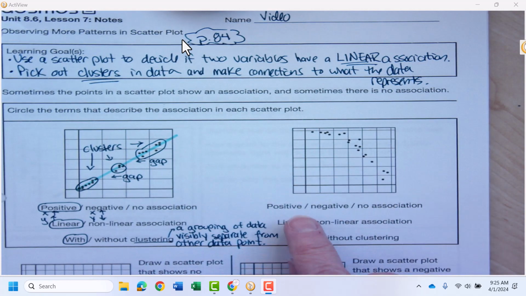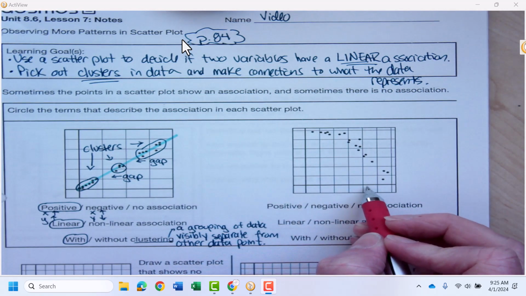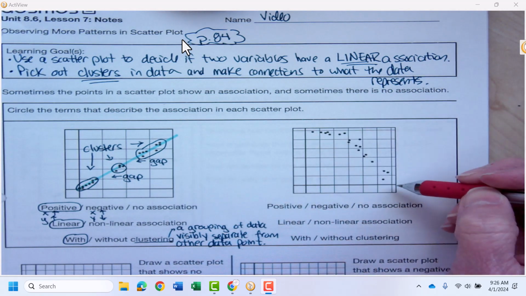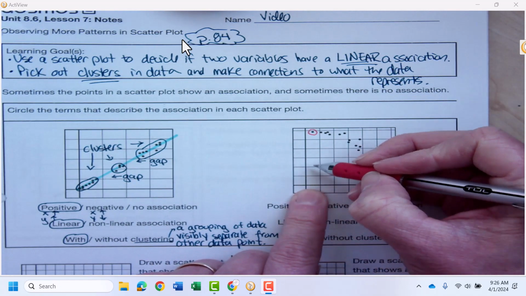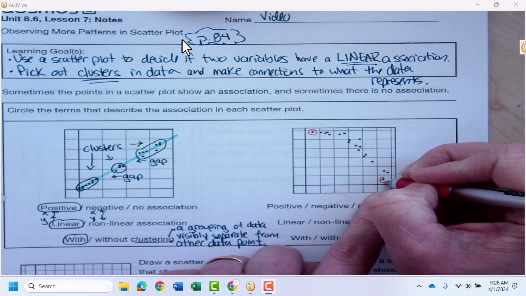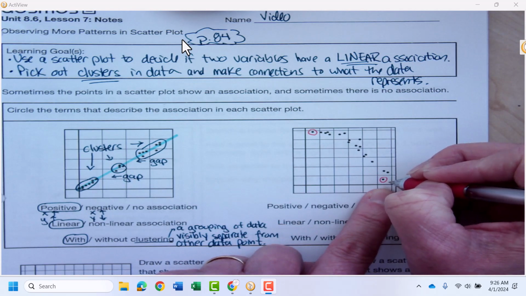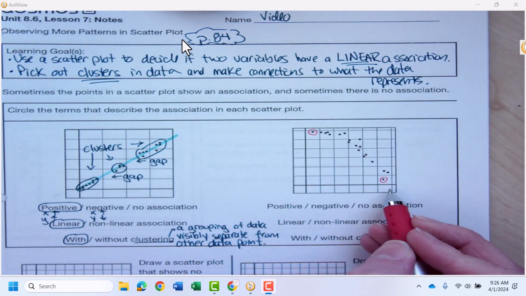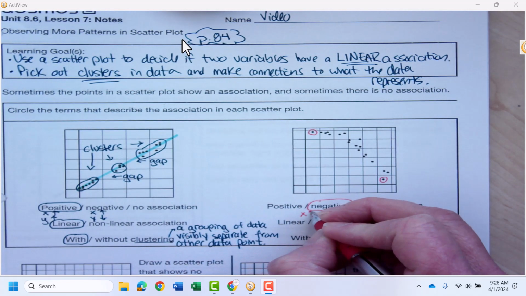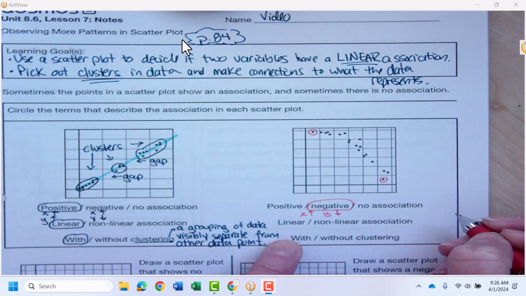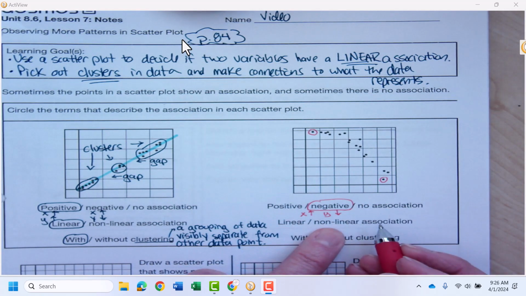But let's start with whether this association shows a positive relationship, a negative relationship, or no relationship. I'll use red this time. Well, as x increases, it looks like the y values decrease. For example, here I have a small x value but a high y value, and here I have a high x value but a low y value for that coordinate. So as x increases, y decreases.